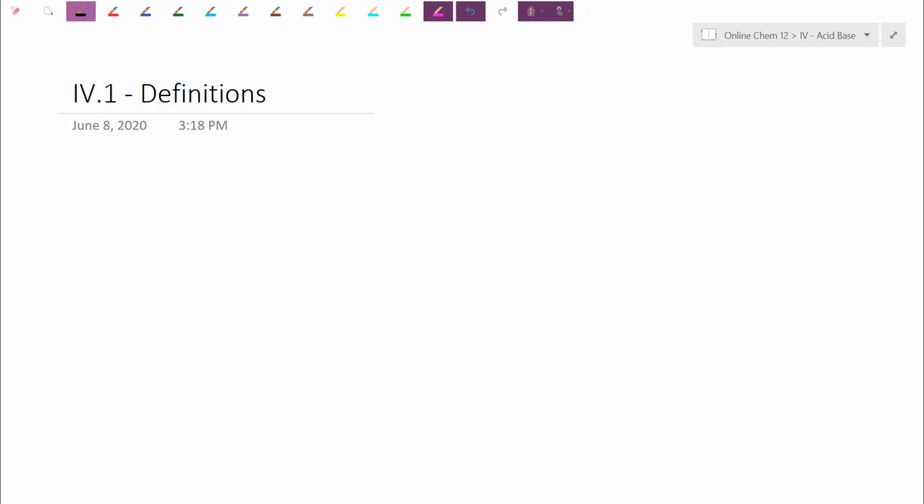Morning, everyone. So today we're going to be starting into our fourth main chapter. This is going to be a chapter on acids and bases, so Unit 4. You can start a fresh new page here, acids and bases.